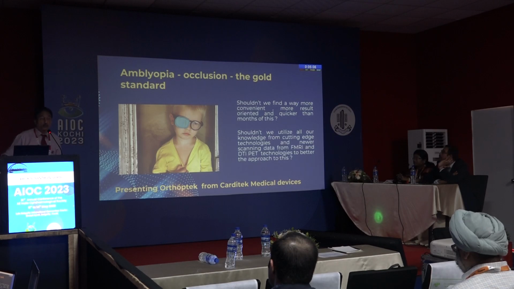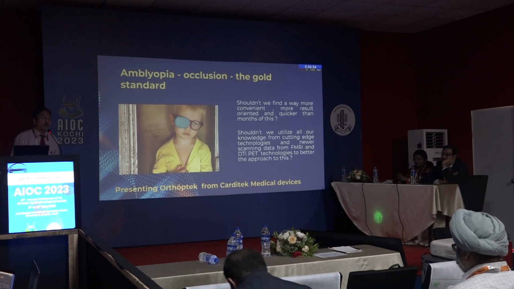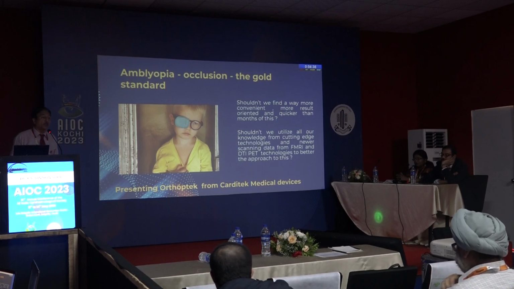Shouldn't we utilize all the other knowledge that we have obtained from cutting edge technology like fMRI, PET scan, etc., DTI scan, MRI, different varieties of scans, to find out where the problem is in amblyopia and treat it properly? By patching one eye, you are assuming that the amblyopic eye will focus. Not necessarily. It need not focus because the eye is controlled by the brain. In the brain, the eye is controlled by the attention center in the parietal lobe. So the problem in amblyopia is in the parietal lobe.